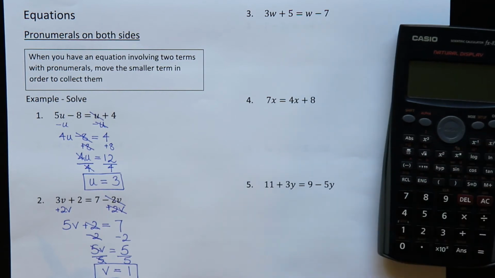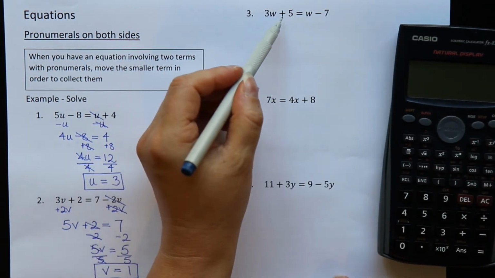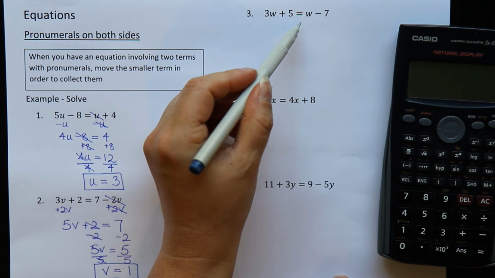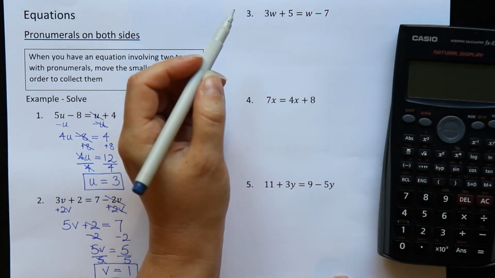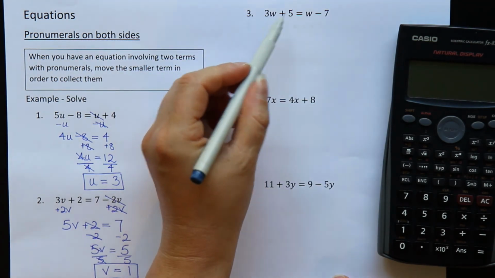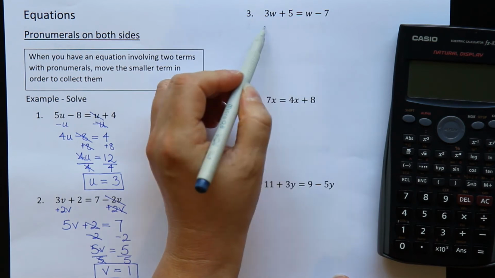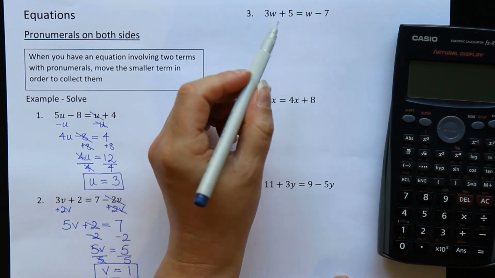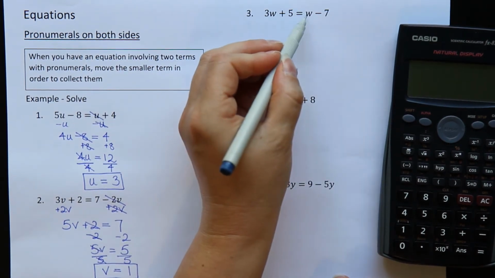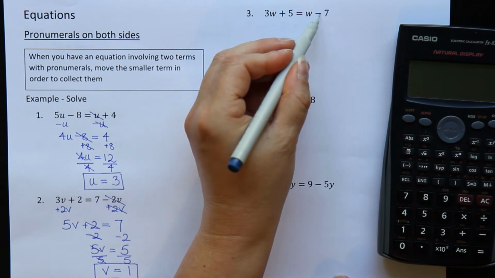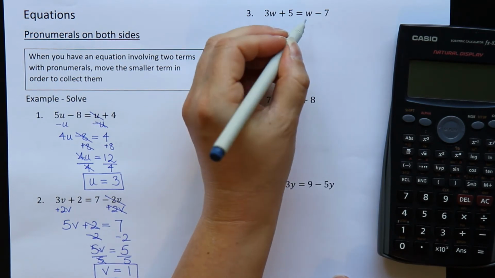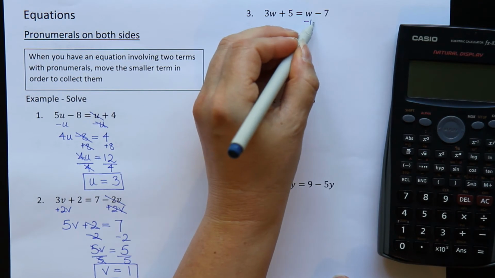Question 3. 3w plus 5 equals w minus 7. 3w and 1w, which one is smaller? 1w is. So we need to move it. The w is actually positive. The minus belongs with the 7. This one's positive. So I need to subtract w.